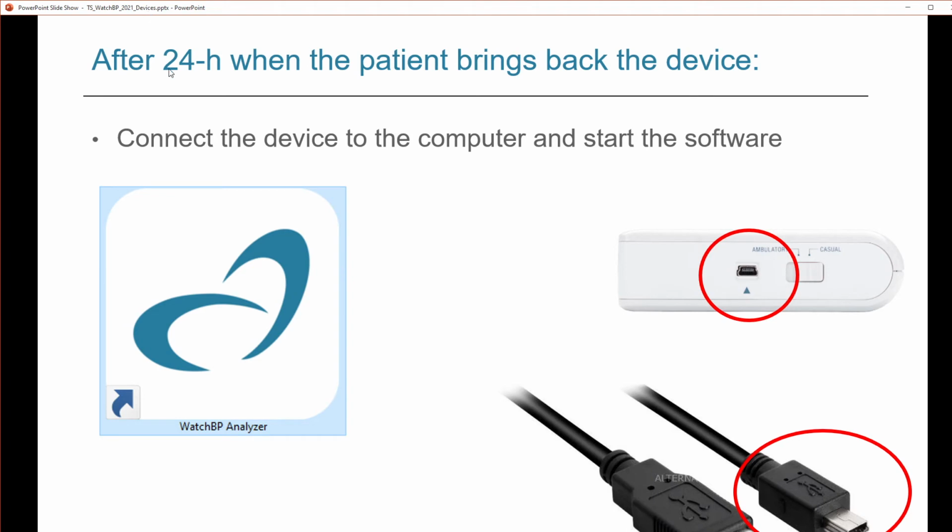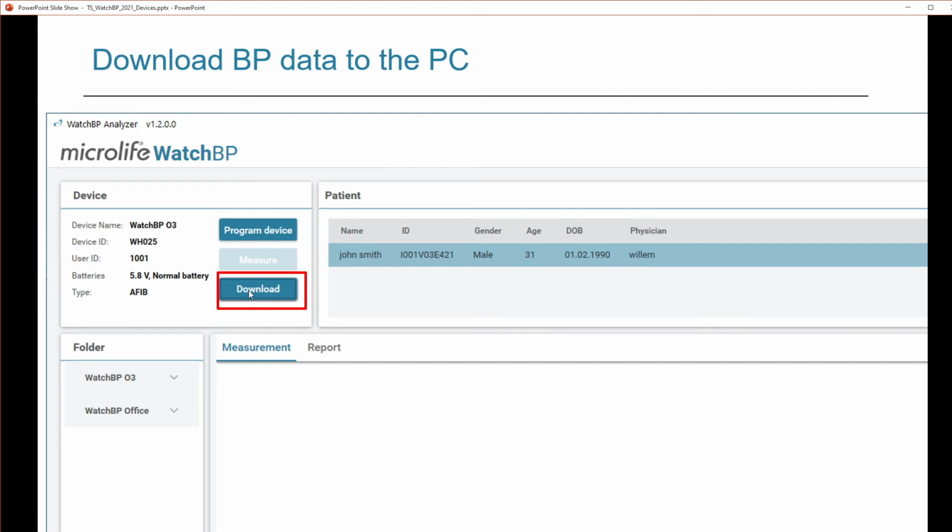When the patient comes back after 24 hours, you do the same again, and you connect the device to the PC with the USB cable, and then you can click on download. And the device will immediately detect the ID in the software of the computer. That means if you have registered the patient on that computer. If you have registered the patient on another computer, or if you read out the data on another computer, it will only detect the ID here.